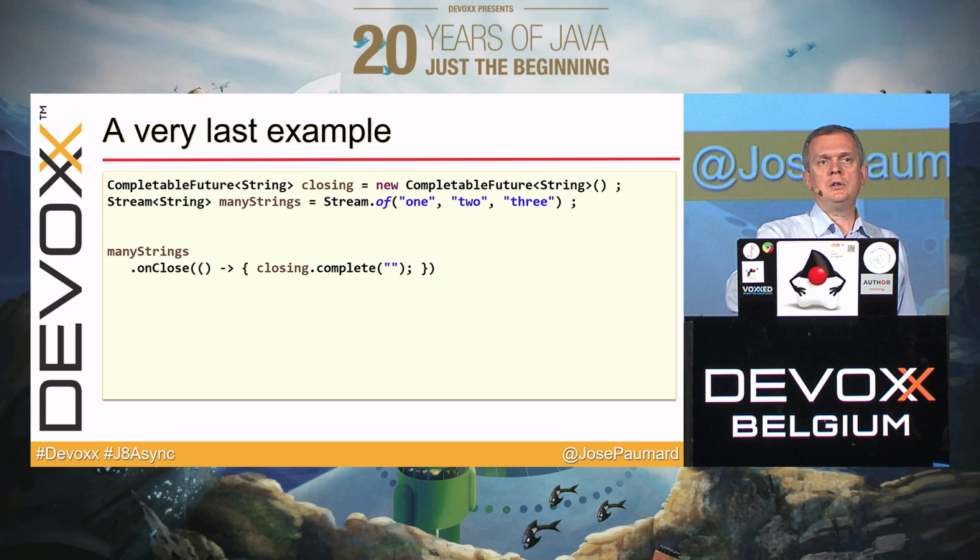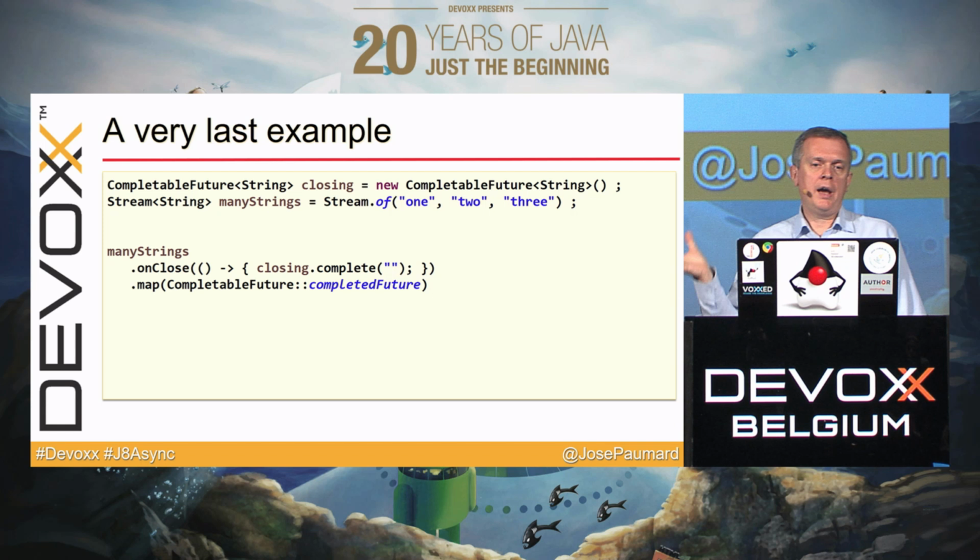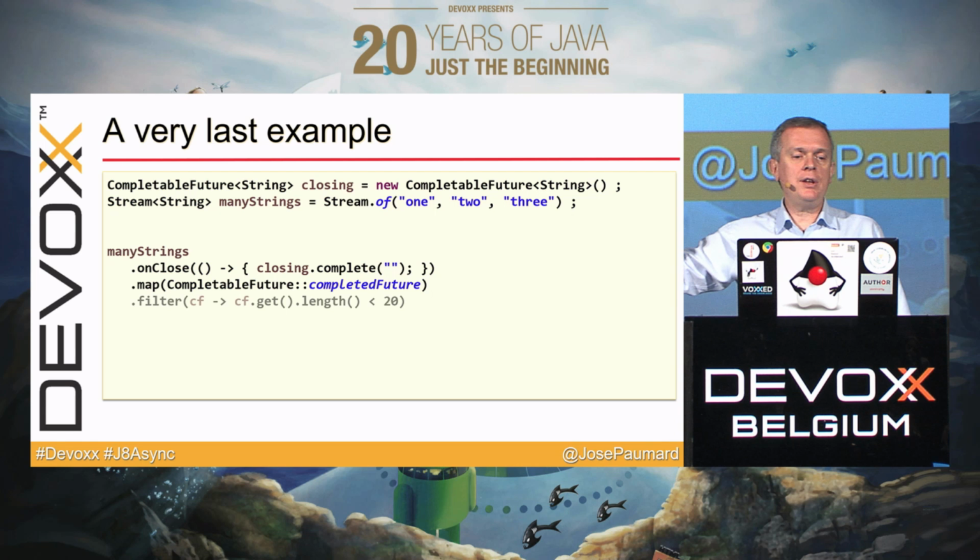Then I can just do my mapping. I take all the strings and I wrap them one by one in a completable future. I can even do some kind of filtering.